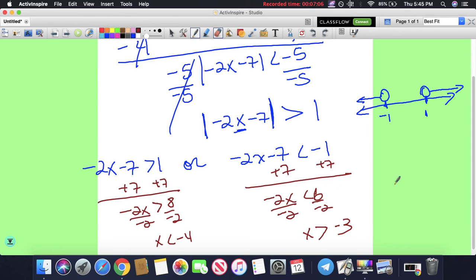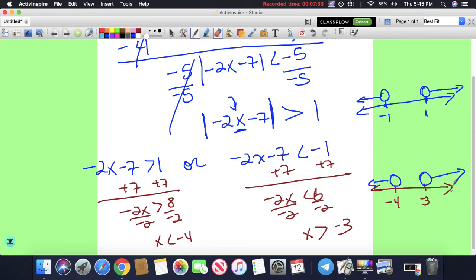So we graph our two solutions. Here's negative 3. Here's negative 4. And the values of x that we can use have to be greater than negative 3, so numbers that way, and less than negative 4, which is this way. Right, so all those numbers I can replace, put it over here, and we make this inequality true.